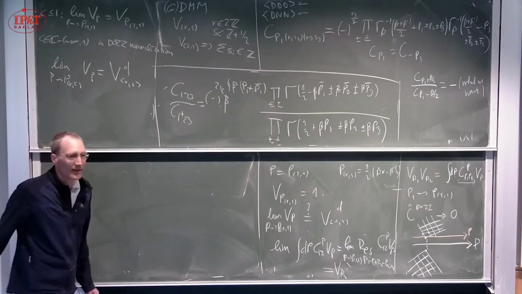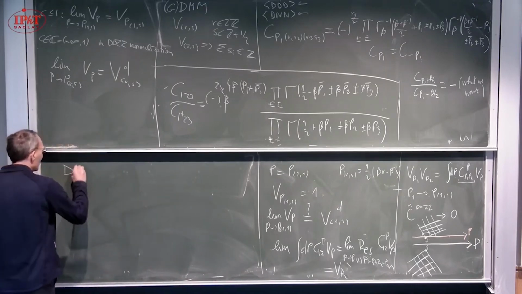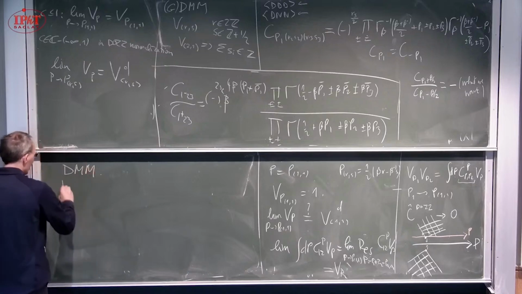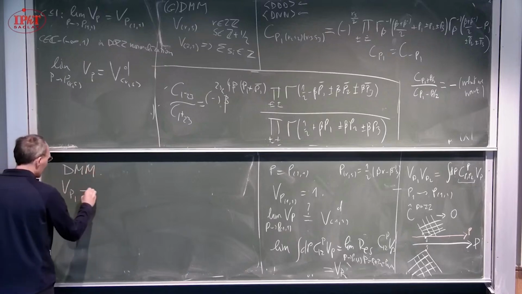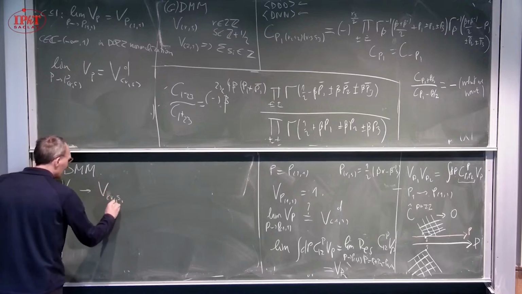So what do we do with this sign? So now I want to focus on the D-series minimal model. So my V_{P1} is in fact a degenerate field here. So it should be some V_{R1,S1}.